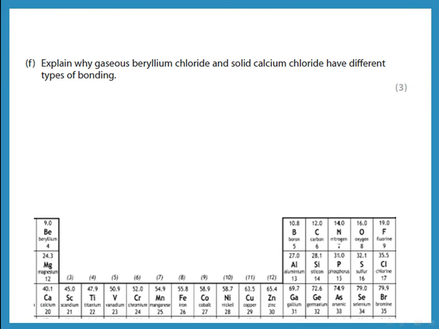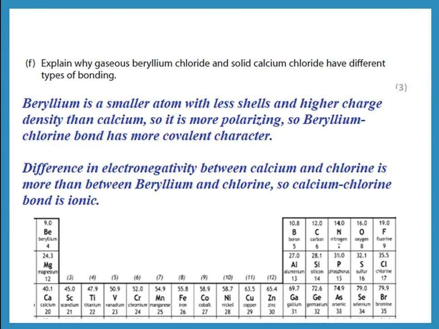At the same time, if I'm comparing them with chlorine, you should realize that the difference in electronegativity between calcium and chlorine is much bigger than the difference in electronegativity between beryllium and chlorine. So the bond between beryllium and chlorine will have more covalent character, and that also is because beryllium is a smaller atom than calcium. So beryllium is a smaller atom, with fewer shells and higher charge density, so it is more polarizing. So the beryllium-chlorine bond is more covalent than the calcium one.